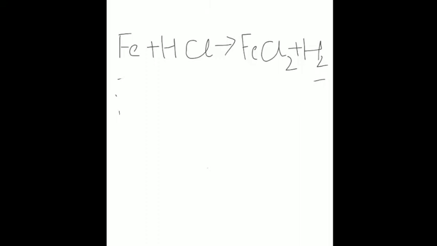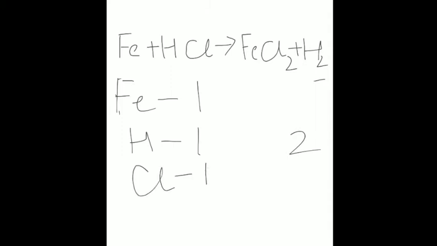Now you can see that the number of iron atoms is 1 on both sides. Hydrogen is 1 on the side of the reactants, and over here it is 2. Chlorine again is 1 on this side, and on the product side it is 2. In order to balance the hydrogen and chlorine, what can we do? We can put 2 over here, and of course you can rub it out and then write clearly.